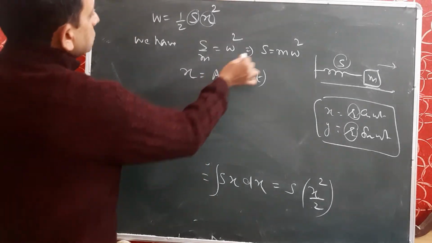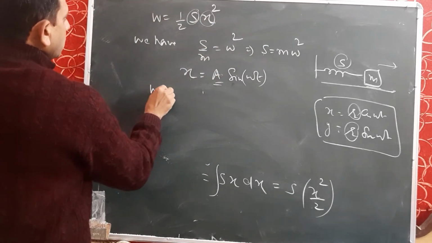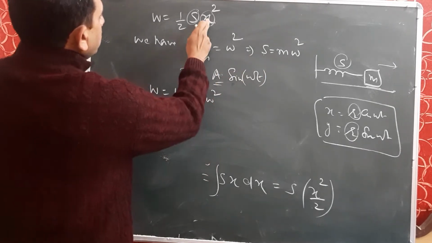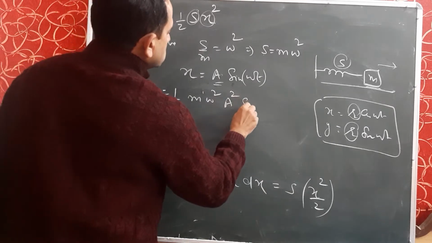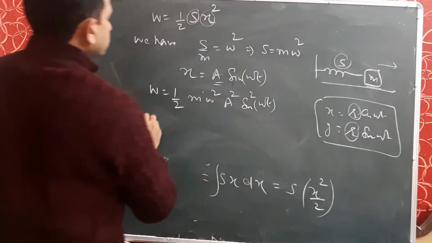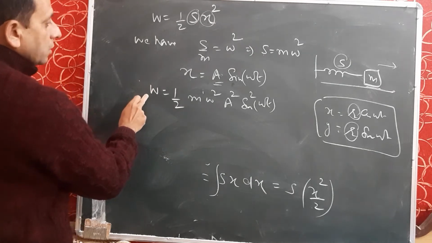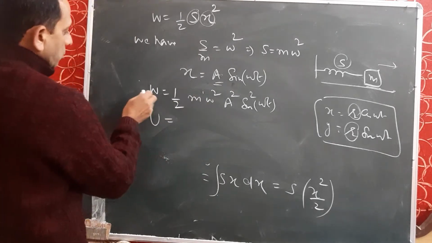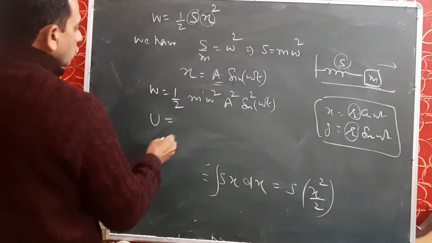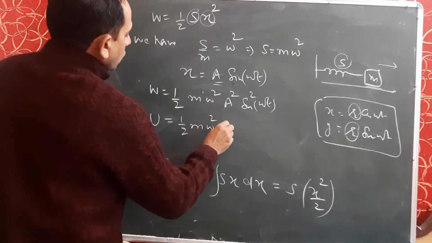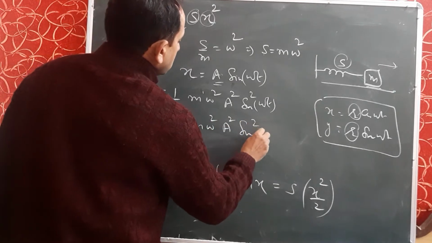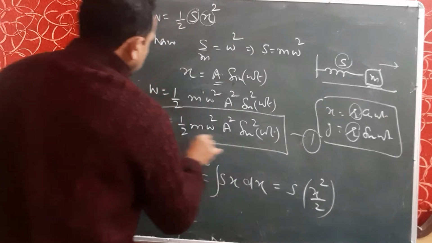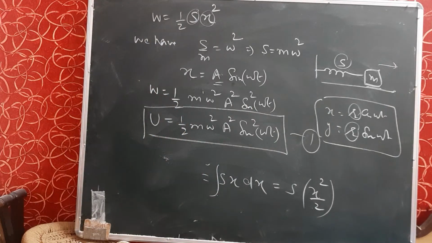Putting these values of S and x in this equation, the work done is half into S, where S means m omega square, into x square, which means A square sine square omega t. This work done may be stored in the form of potential energy in the spring, so I am replacing W with U. So it is half m omega square A square sine square omega t. This is our first equation, the expression for potential energy.